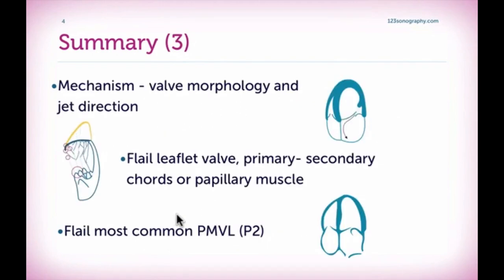To evaluate the mechanism, you look at valve morphology and also at the jet direction. Flail leaflet can be caused by rupture of the primary or secondary cords, or the papillary muscle. Therefore, the degree of regurgitation varies in flail leaflet. The most common part of the valve which is involved in flail leaflet is the medial scallop of the posterior leaflet, the so-called P2 segment.